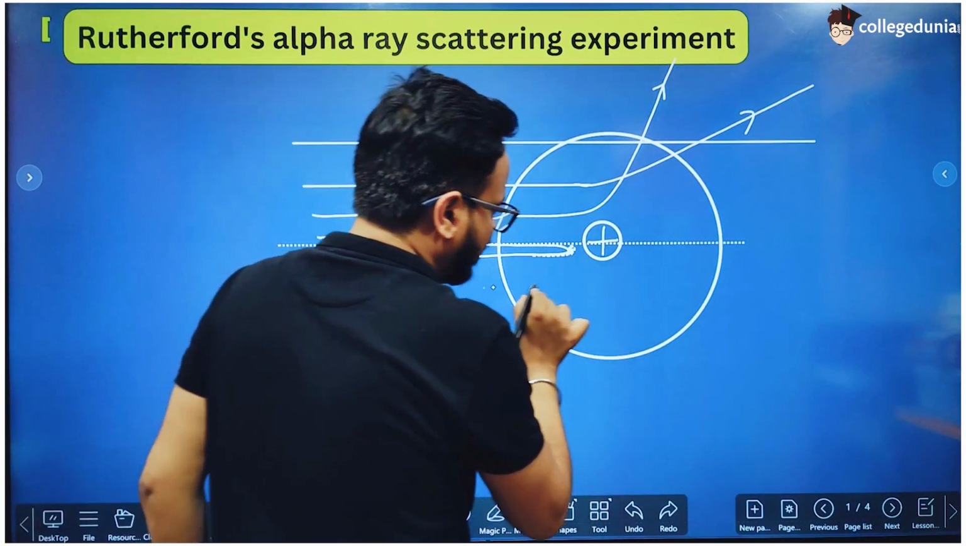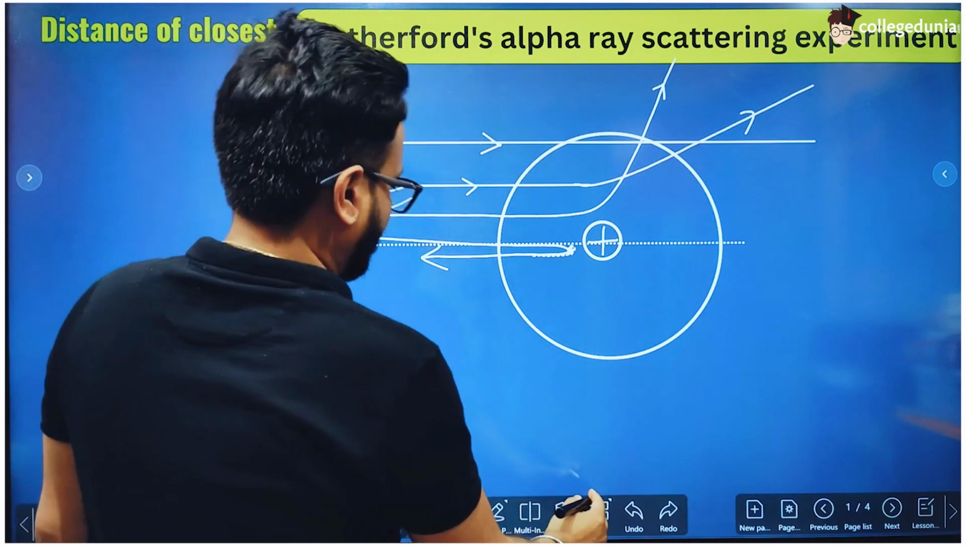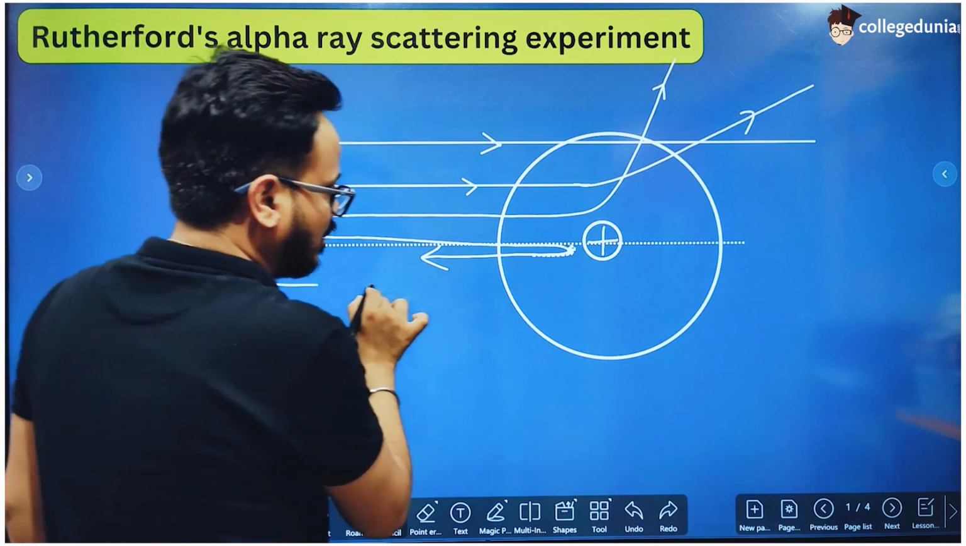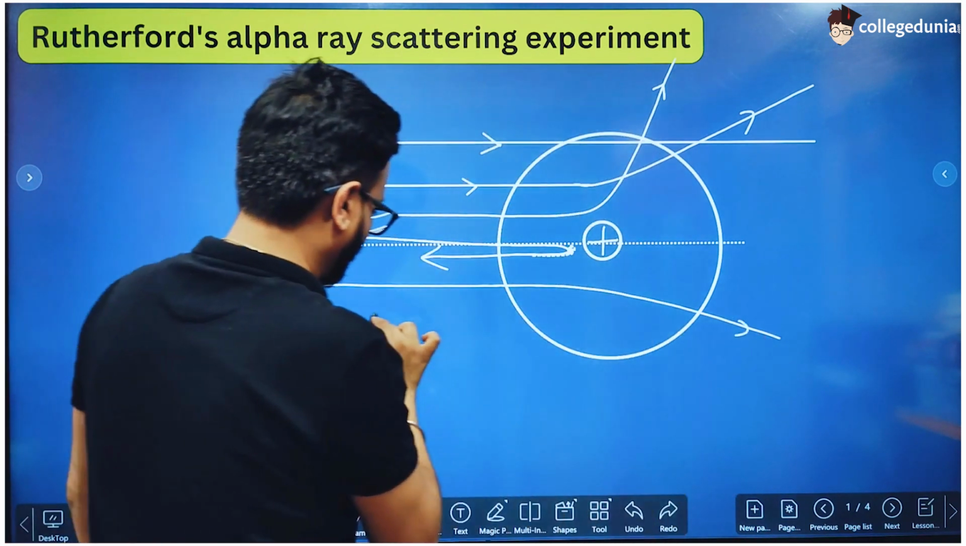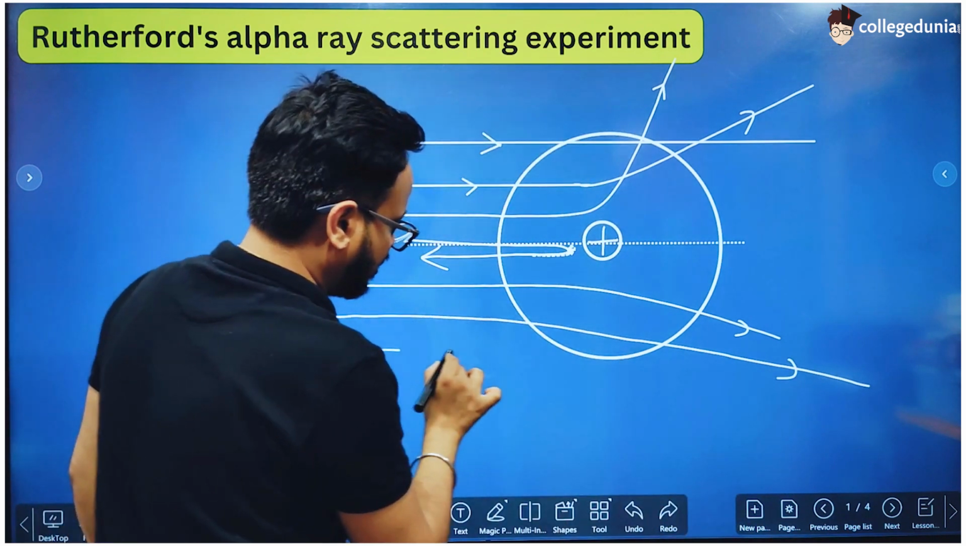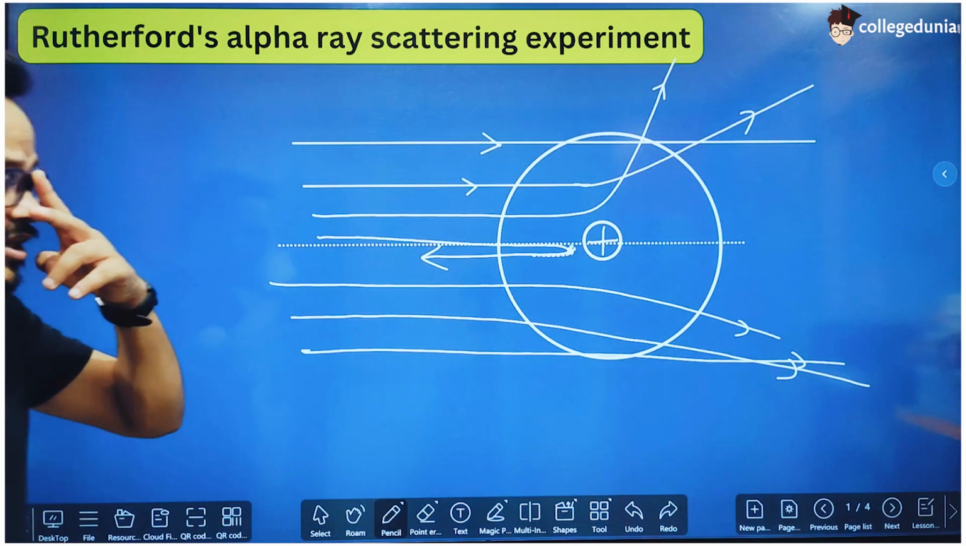So this particle will suffer this type of deflection. This particle will suffer this deflection, and this particle will not suffer any deflection, right? So this is not the size of the atom.